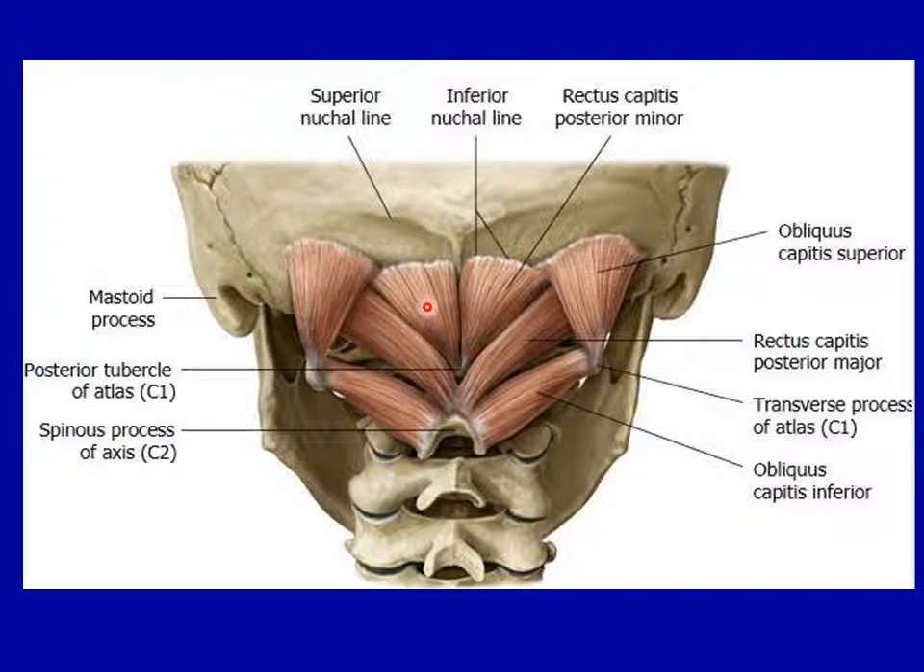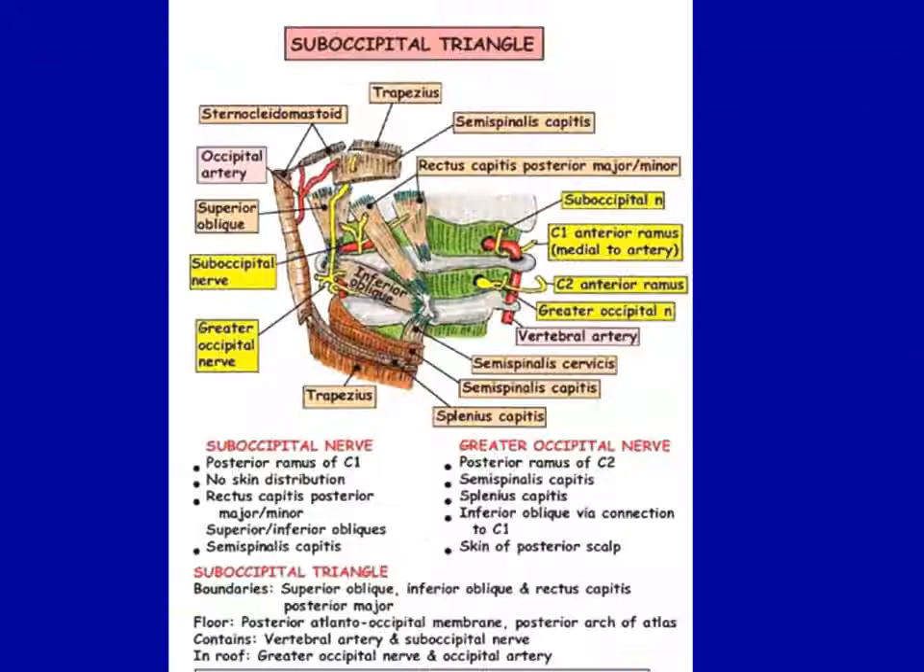The rectus capitis posterior major, rectus capitis posterior minor, obliquus capitis superior and obliquus capitis inferior. So basically you have two suboccipital triangles on the right and left side. Okay. So let us see the contents of the suboccipital triangle.